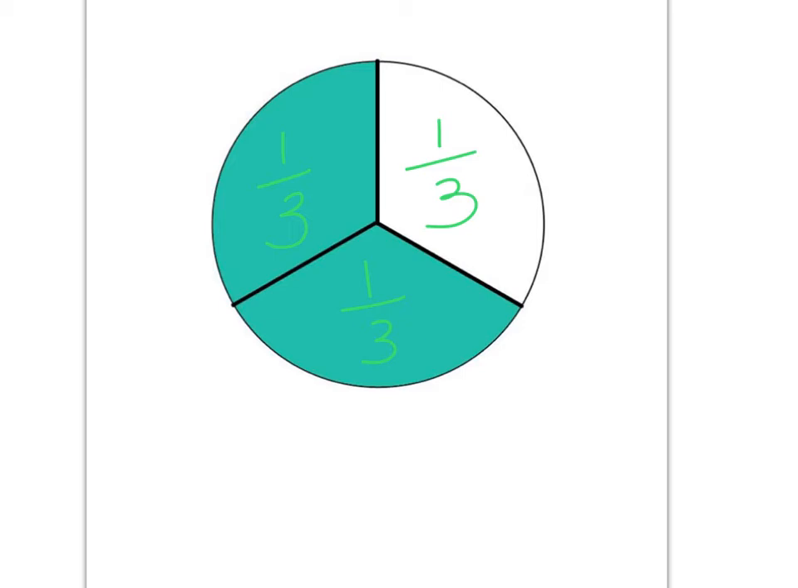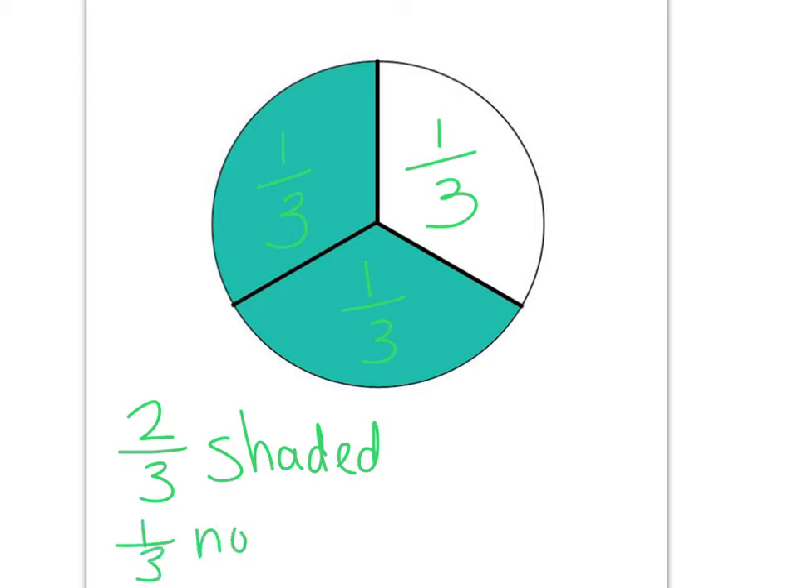In this picture, I can see that 2/3 of the amount are shaded. So I would write 2/3 shaded. And also 1/3 not shaded. Both the shaded and the not shaded piece of the circle make up the whole circle.